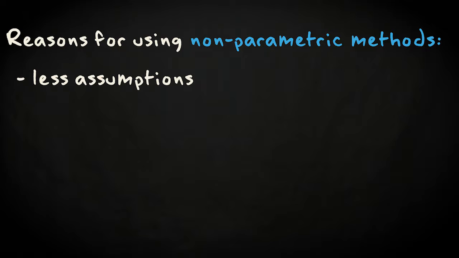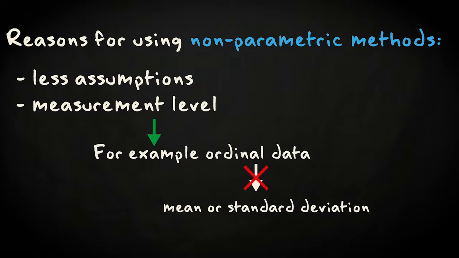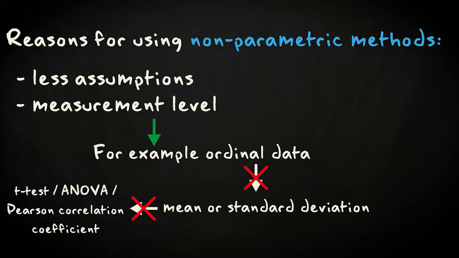An even more important reason may be related to the measurement level at which the data is available. A lot of data has an ordinal measurement level. For ordinal data, with for example 5 incremental classes, you cannot calculate a mean and standard deviation in a meaningful way. So for that type of data, you cannot apply a t-test, an ANOVA, or calculate a Pearson correlation coefficient.